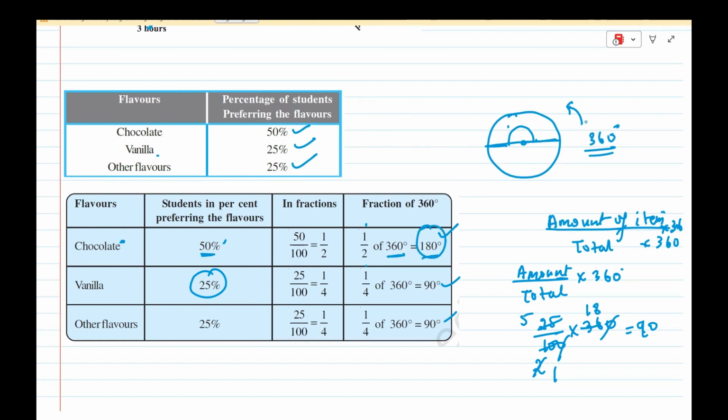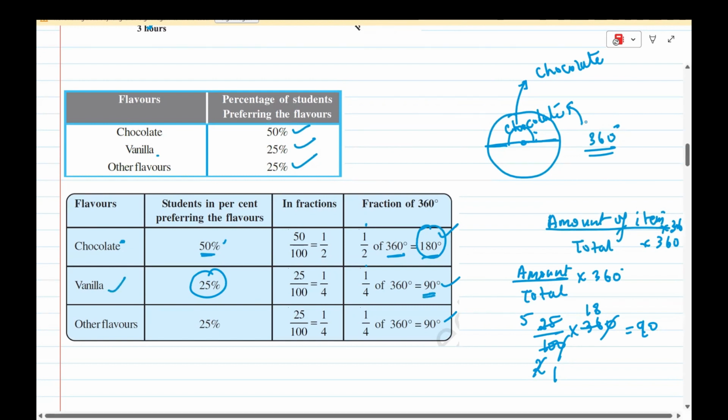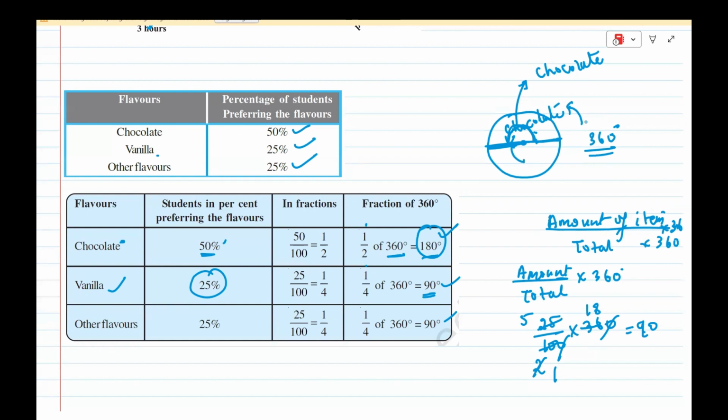And here you write chocolate. In case there is no place inside, you can mark an arrow like this, and then you can write it outside also, no problem. Then the next one is vanilla, which is 90 degrees. So you started from here, moved like this, and now from here you have to measure 90 degrees this side, again anti-clockwise. This portion represents vanilla. And the remaining is definitely other flavors.